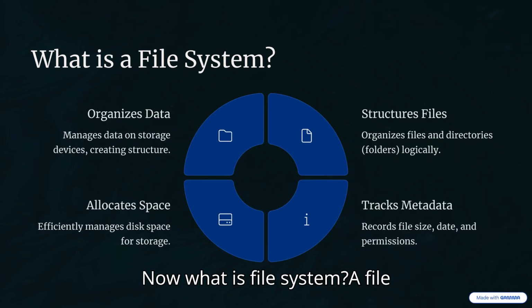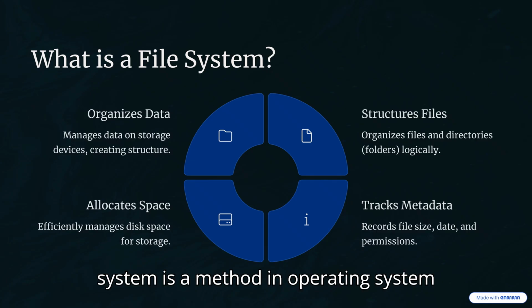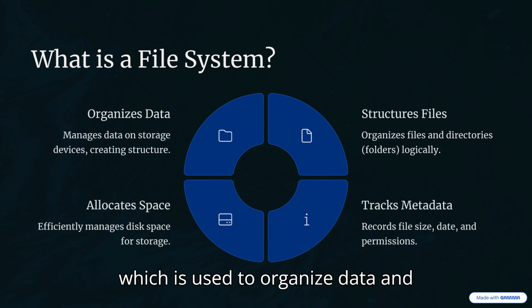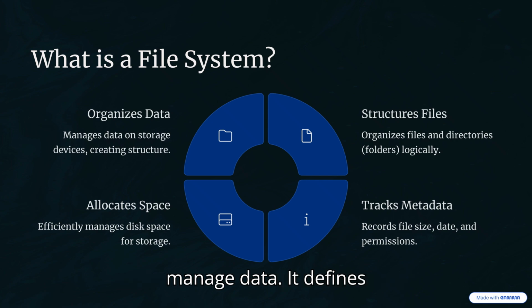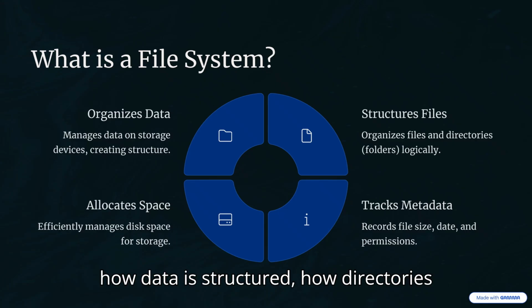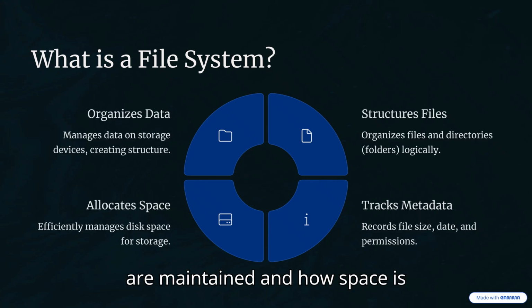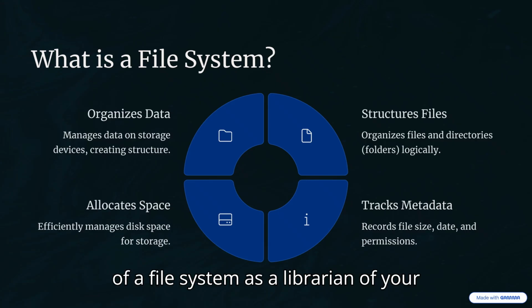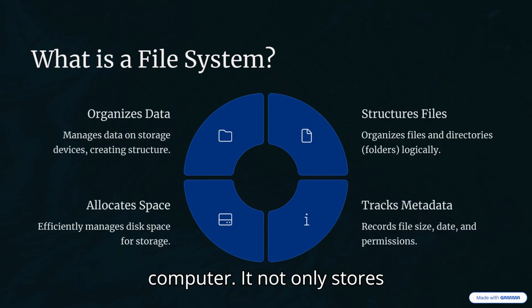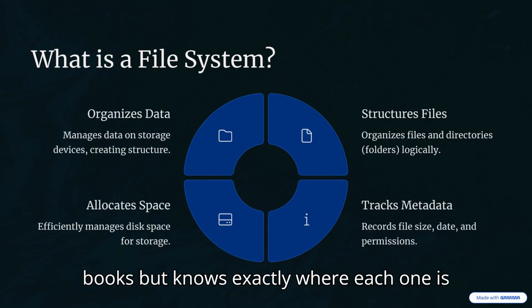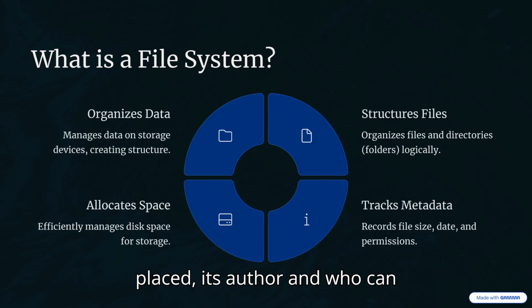Now, what is a file system? A file system is a method in an operating system which is used to organize and manage data. It defines how data is structured, how directories are maintained, and how space is allocated. Think of a file system as the librarian of your computer. It not only stores books but knows exactly where each one is placed, its author, and who can access it.